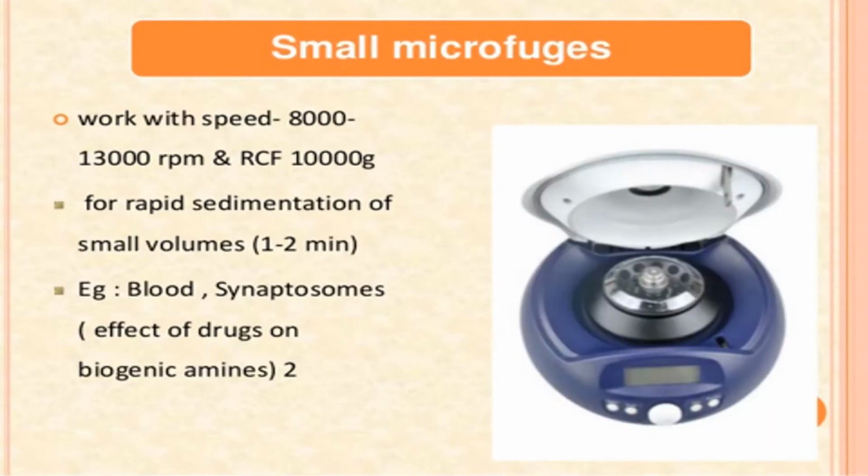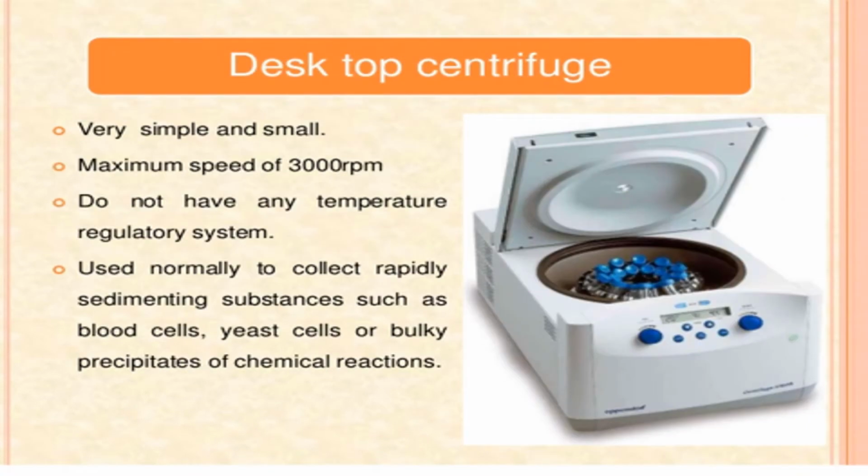Now these are the small microfuges. Their speed is 800 to 13,000 rounds per minute, and they are used for the rapid sedimentation of small volumes. For example, they are used to centrifuge blood to separate plasma, and synaptosomes, and to study the effect of drugs on biological amines, to separate out the precipitate. If the sample is too small for a desktop centrifuge, it is better to use a small microfuge.